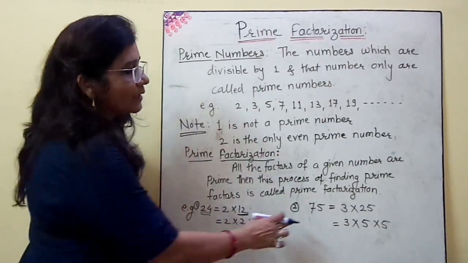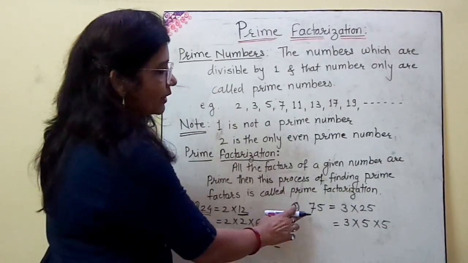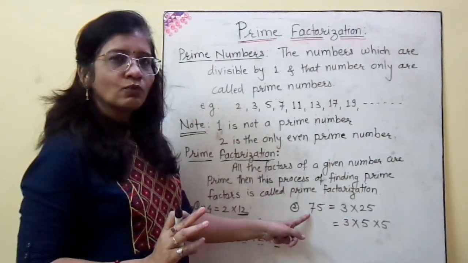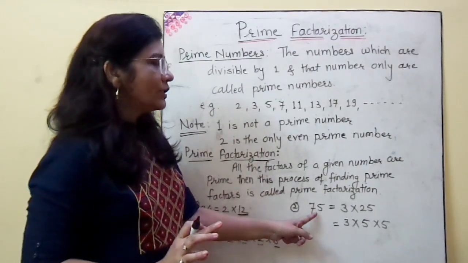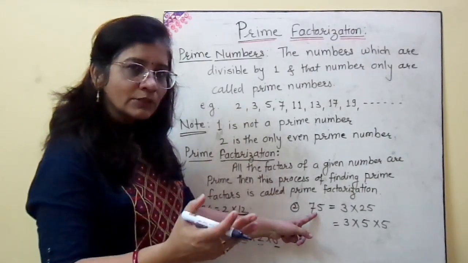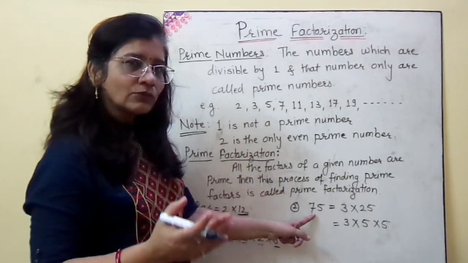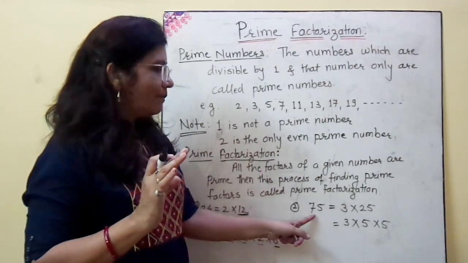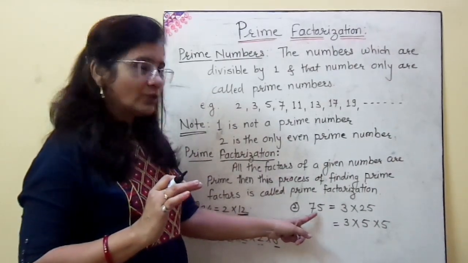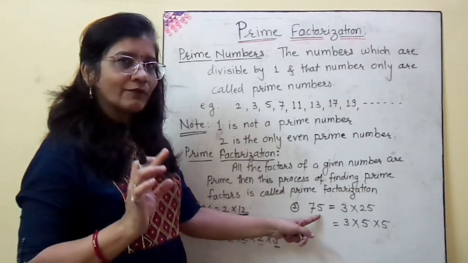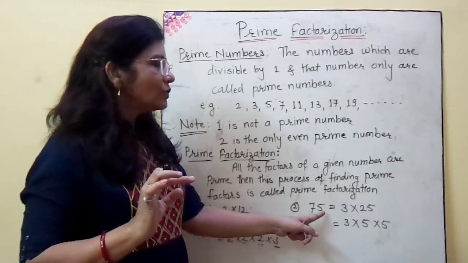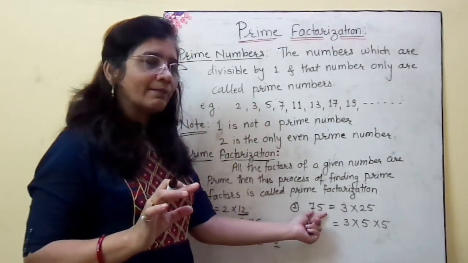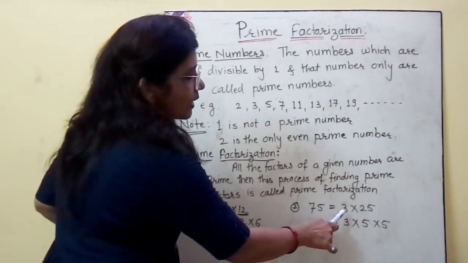Now I have taken another example also, 75. Is 75 divisible by 2? It doesn't end with 0, 2, 4, 6, 8, so it is not divisible by 2. So I will think about 3. Whether it is divisible by 3? What is the divisibility test of 3? That is, we add the digits. 2 digits are there, 7 plus 5, 12. 12 is divisible by 3. So the complete number is divisible by 3, and so I take here 3.